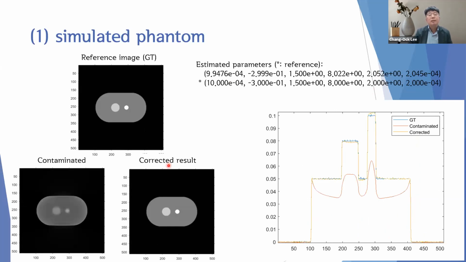And this is another phantom, this is the contaminated phantom, and this is the corrected result. Also, it shows very nice results. So this red line shows the contaminated one, with the scattering artifact, and we recovered very nice data, which is close to the real data. And if you look at the parameters, we obtained a very correct result here.